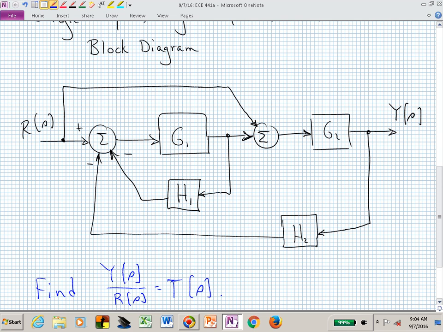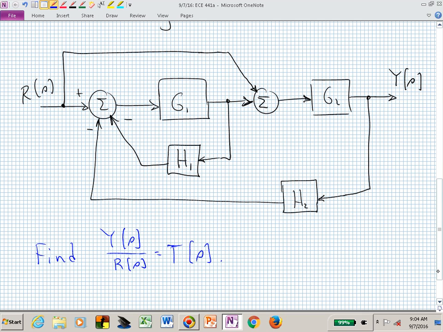We're looking for T of S. And that means that if we're starting to write equations, we want to eventually have all of those equations in terms of just Y's and R's, and then solve for Y in terms of the R's.